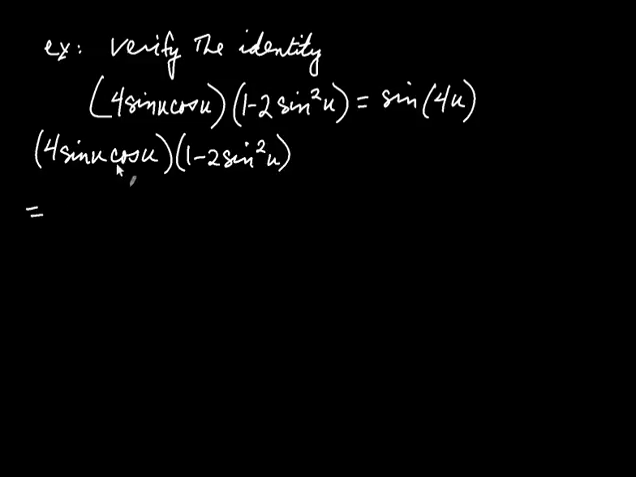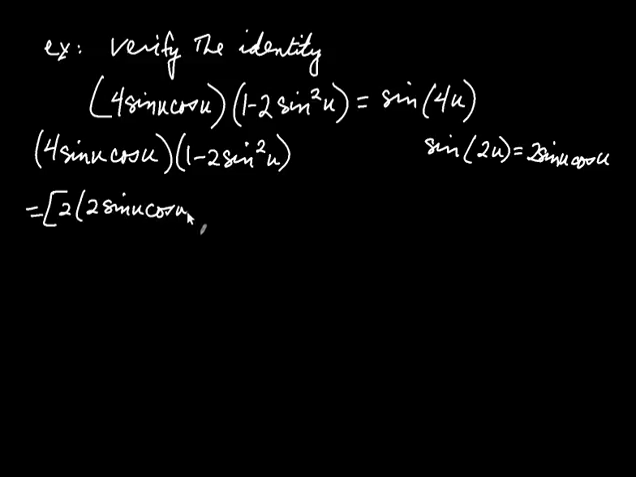Okay, now let's see. Sine u cosine u, right away when I see that I say, oh, sine and cosine are being multiplied together. That reminds me of the fact that we know that sine of 2u is equal to 2 sine u cosine u. We've seen that before. So what I can do is break off a factor of 2 there. I can write this as 2 multiplied by 2 sine u cosine u. And then I still have 1 minus 2 sine squared u.